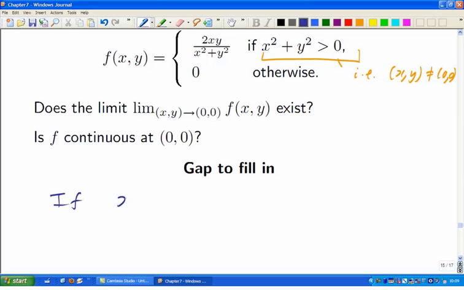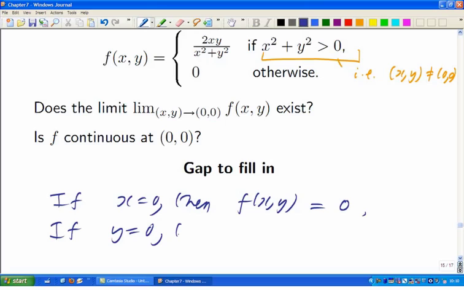So what do we see? If x equals 0, then f of xy is equal to 0. If y equals 0, then f of xy equals 0.